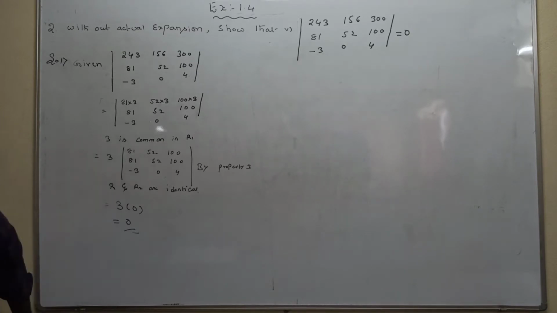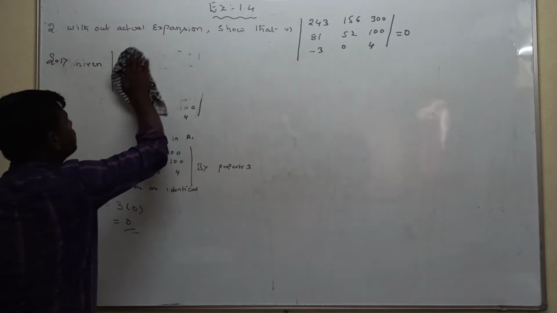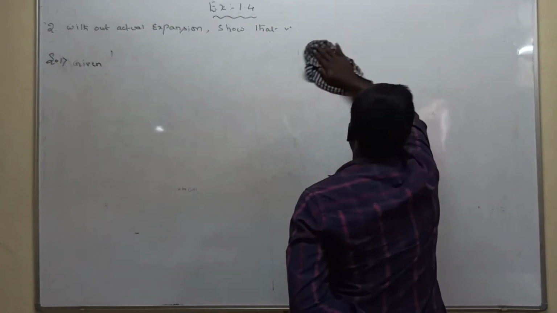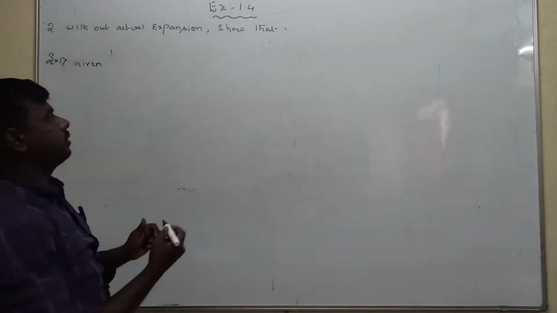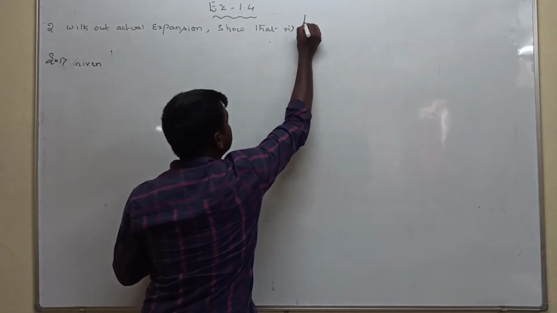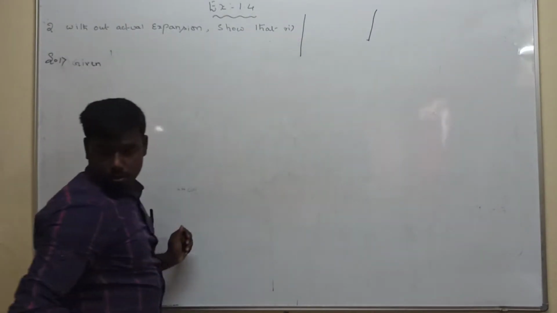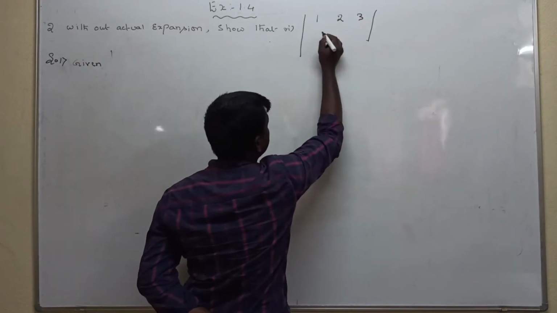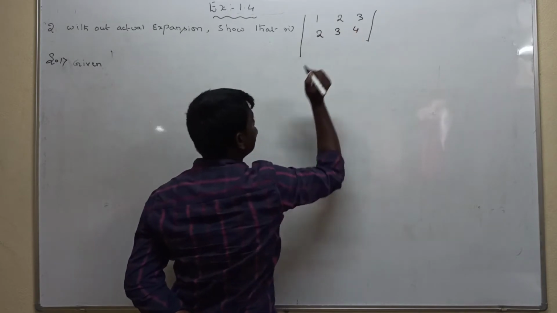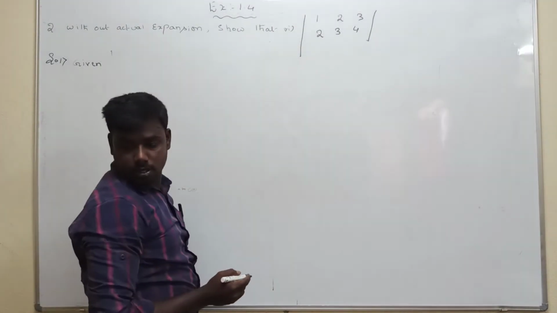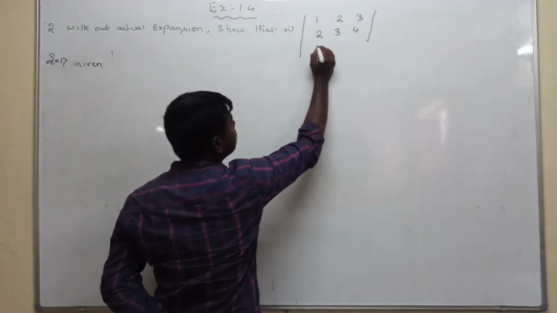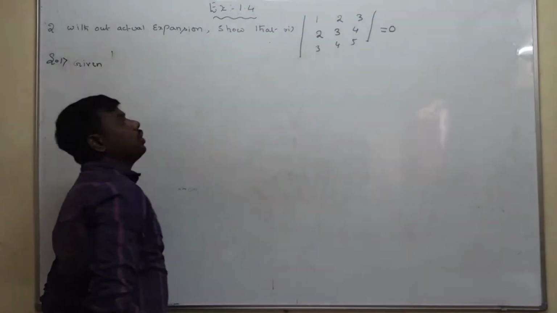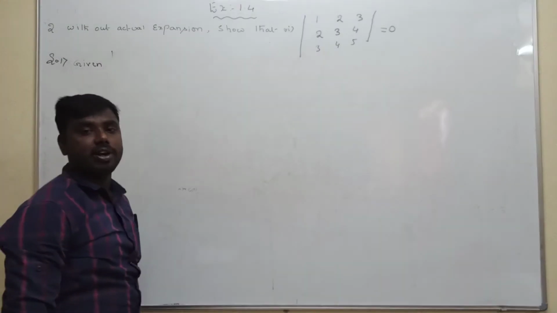Next we are going to the sixth question. Very simple in this question, dear friends. Don't get confused. See question number 6: determinant 1, 2, 3; 2, 3, 4; 3, 4, 5 is equal to 0. So this one also, without expansion, prove that this determinant value will be 0.